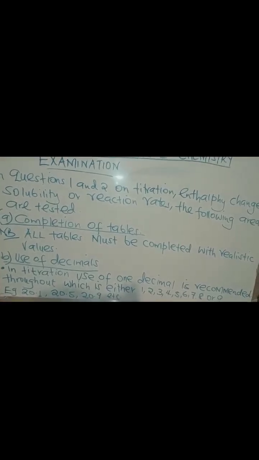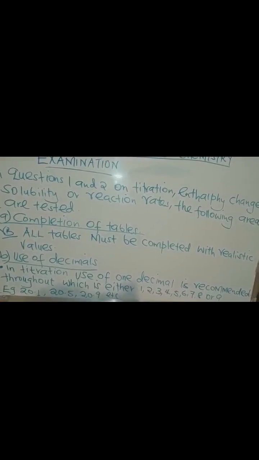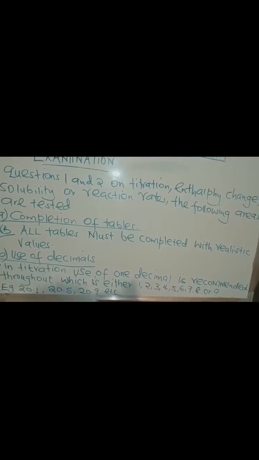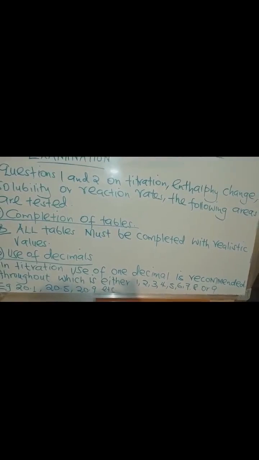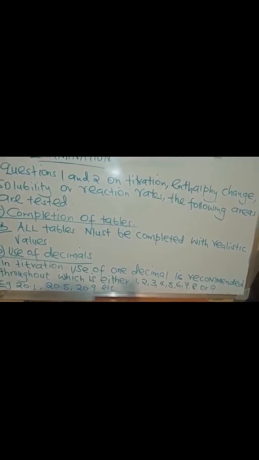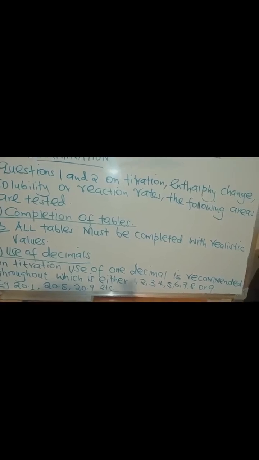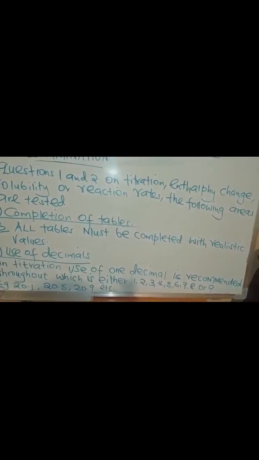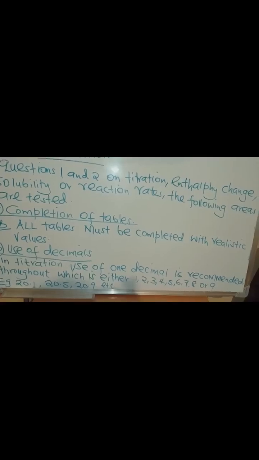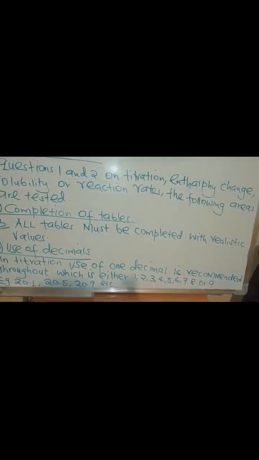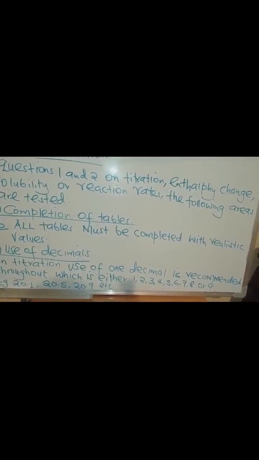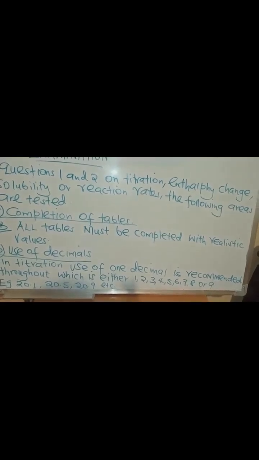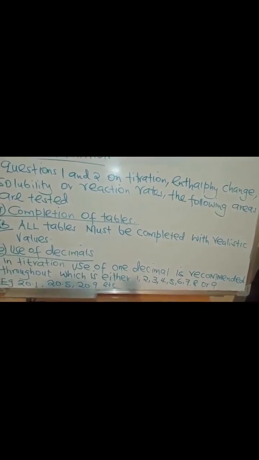NB, about any table that you get. All tables must be, the word is must, underline that word must, completed with realistic values. Underline the words realistic values. What does that mean? For example, in a burette, the values run from 0 to 50.